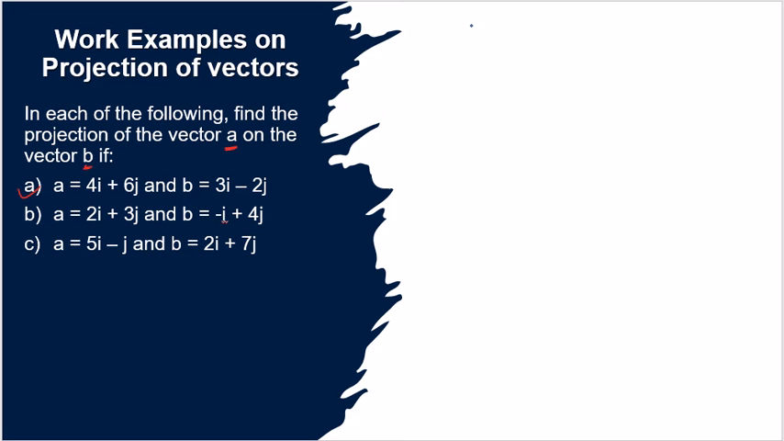So, let's take the solution. We have vectors: A is equal to 4i plus 6j, then vector B is equal to 3i minus 2j. Isn't it? Good. So let's see how that works.